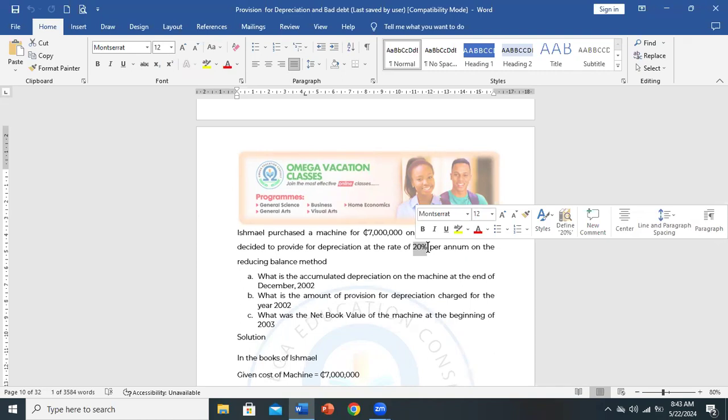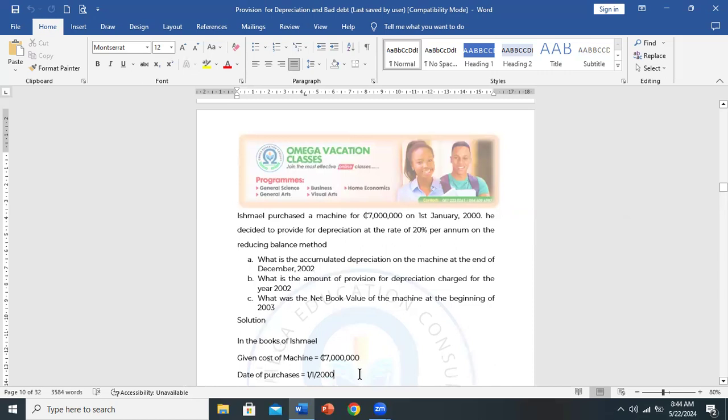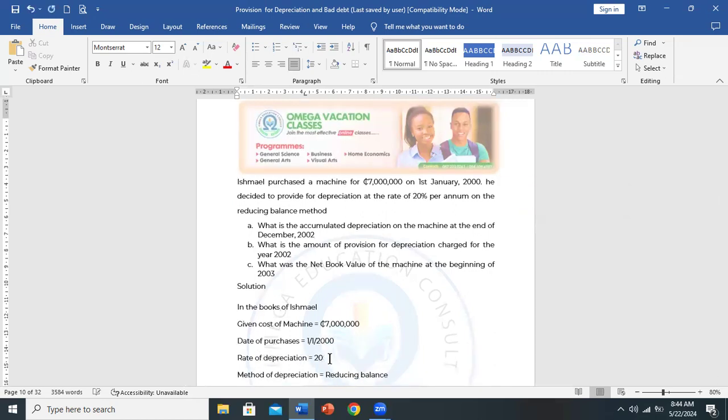Now, because of the peculiar nature of this method, it is very important that you calculate the depreciation for the years separately before you even begin to look at the sub-questions given. So let's look at our suggested solution. We need to acknowledge the cost of the asset, which is given as 7 million, and we also know the rate, which is 20%. Most importantly, you should always ascertain the date on which the asset was acquired. Under provision for depreciation, the date is very, very important.